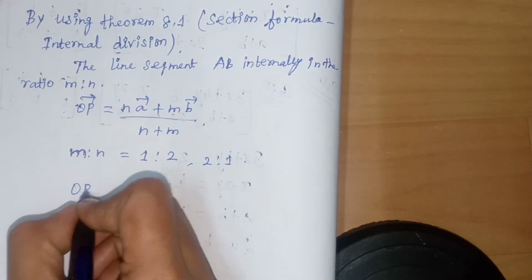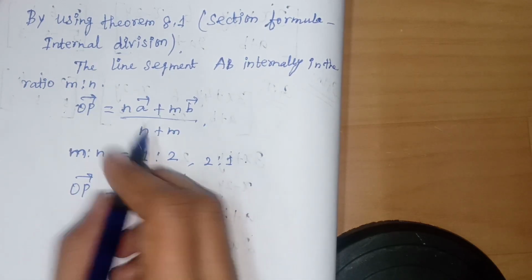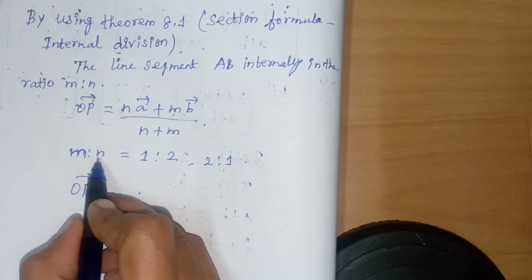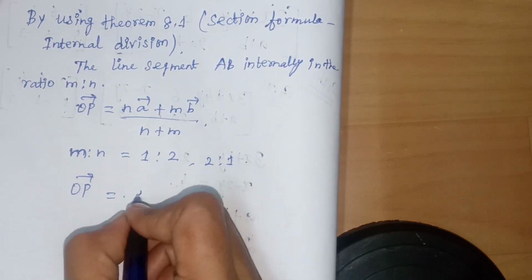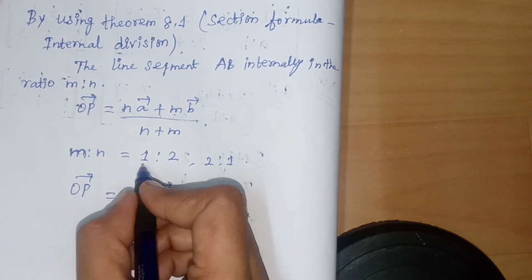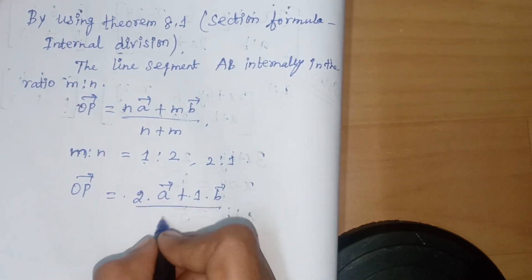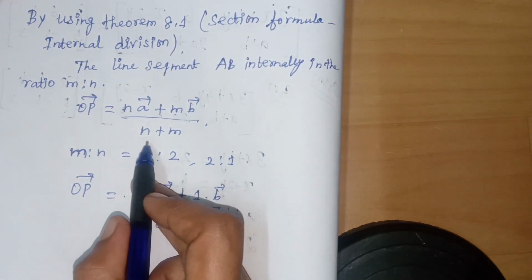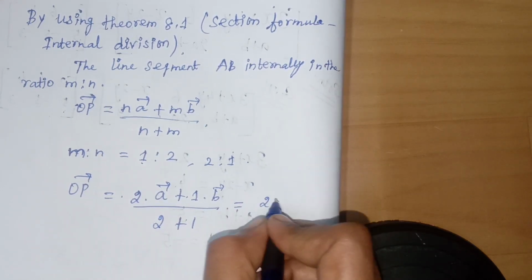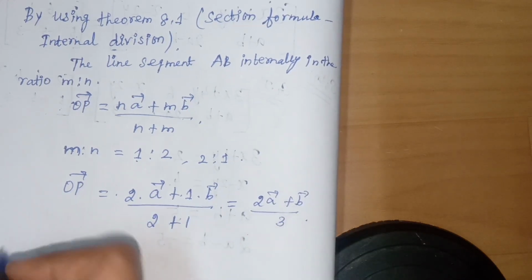Then OP vector equals, 1 is to 2 means M is to N, so M is 1 and N is 2: 2 into A vector plus 1 into B vector, divided by 2 plus 1, equals (2A vector plus B vector) divided by 3.